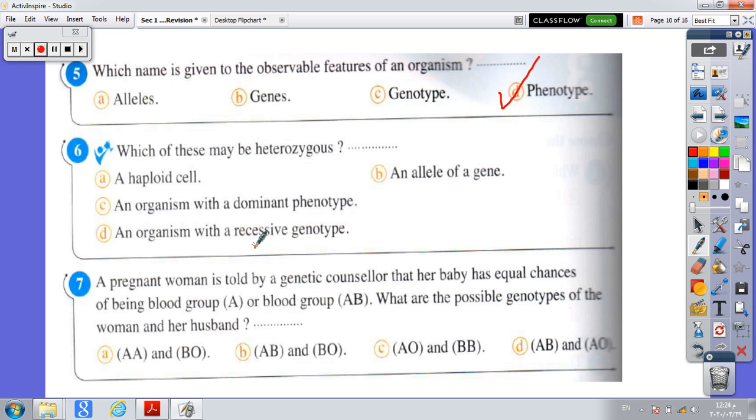Organism with dominant or organism with recessive? We know recessive is always pure. So dominant may be divided into pure or a hybrid, and hybrid is always heterozygous.